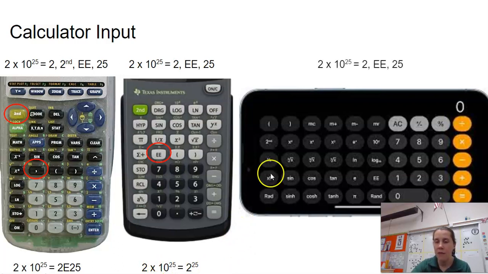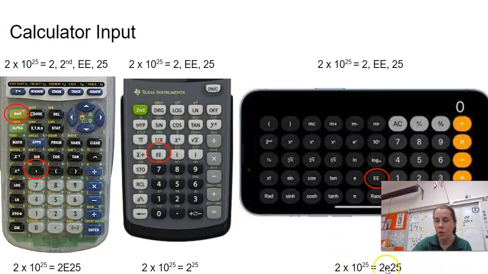And then for the iPhone, again, it has an EE button. You have to turn it sideways in order to get that function. So again, it will be 2, the E button, and then 25, which is your exponent. The output there is going to be 2 with a little e and a 25, and that means the same thing.